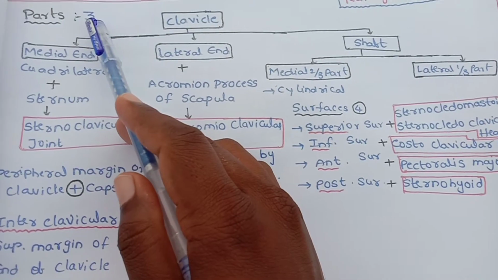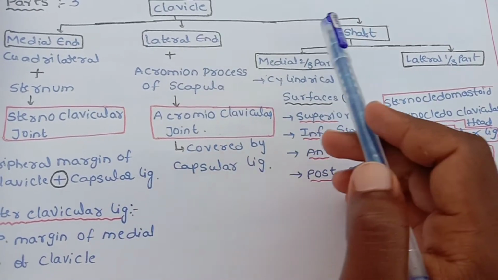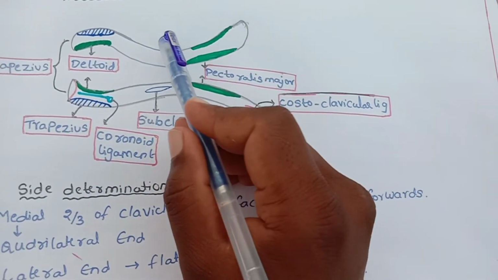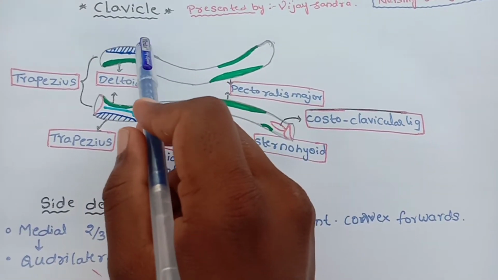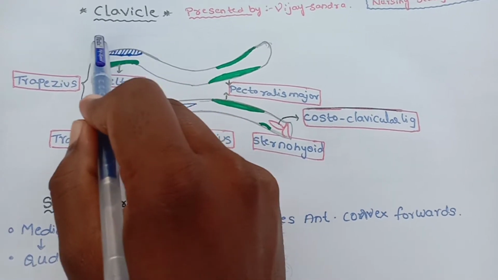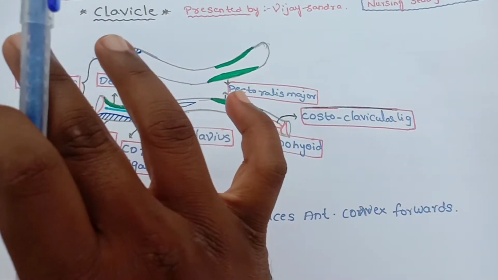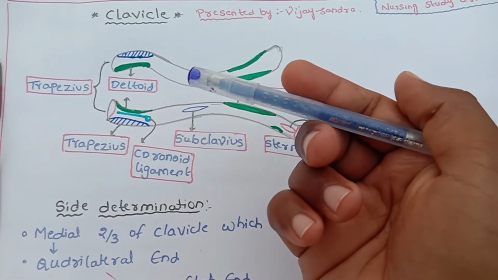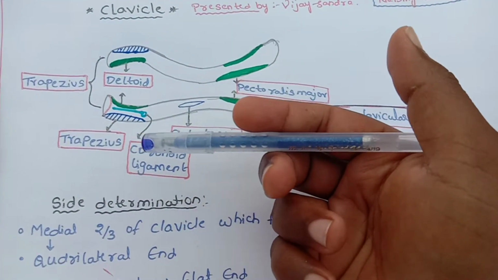Next we will see the parts of the clavicle. There are three parts: the medial end, the lateral end, and the shaft. This is the shaft, and this is the medial end. The clavicle divides into a lateral end and a medial end, and in between the lateral and medial ends is the shaft.